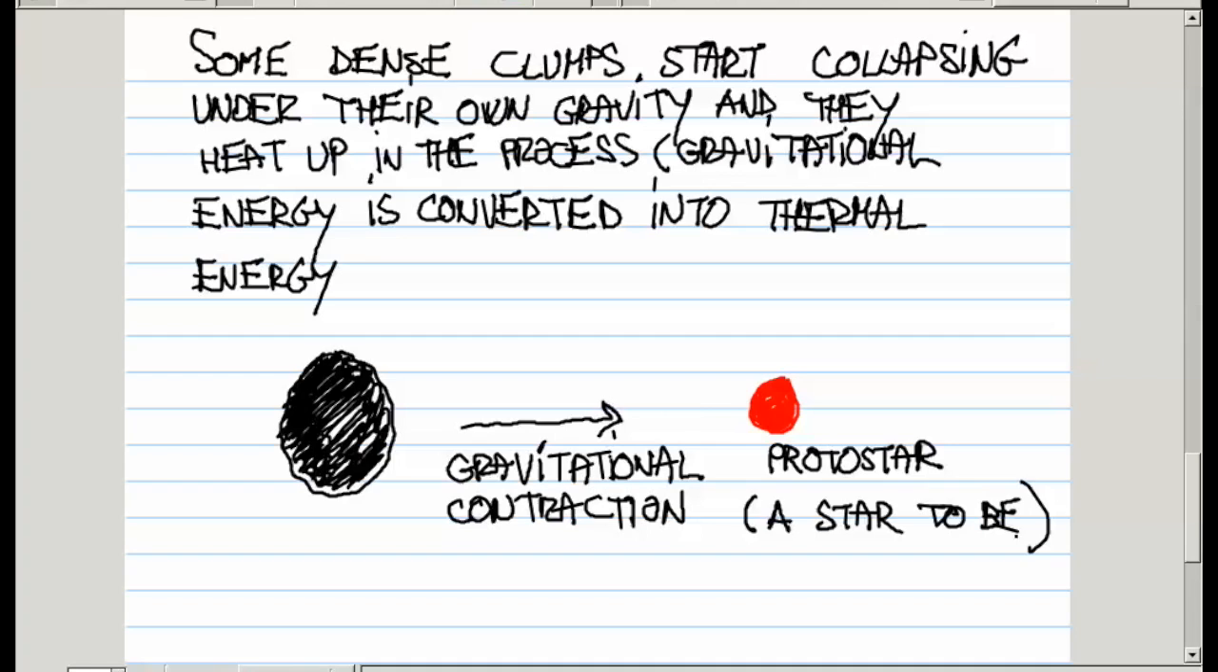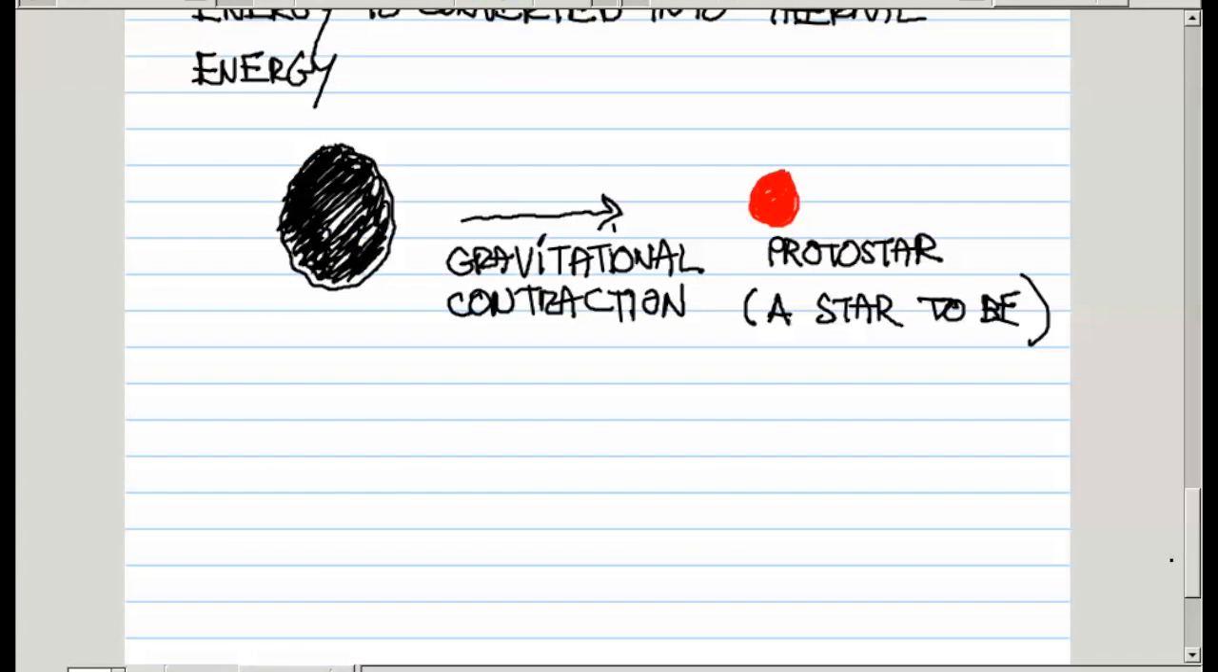this clump to get, first of all, more dense, but also it heats up. So if the clump had enough mass so that the temperature in the core of the protostar reaches at least 10 million degrees Kelvin, then the nuclear fusion of hydrogen into helium will start.